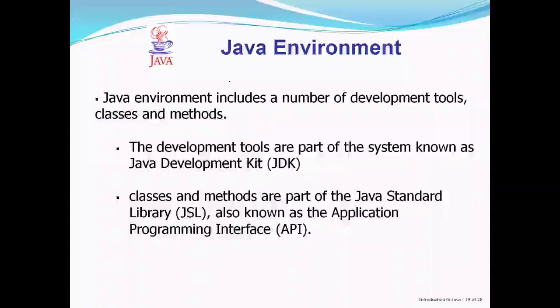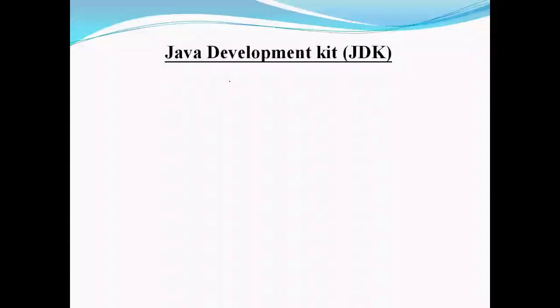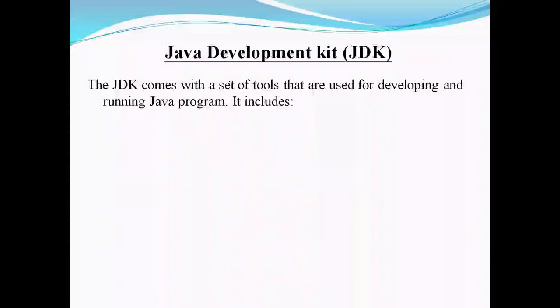So let's discuss JDK and APIs one by one. So JDK stands for Java Development Kit. The Java Development Kit comes with a collection of tools that are used for developing and running Java programs. Looking at this, you might have known that to write and execute Java program, what is needed is Java Development Kit.